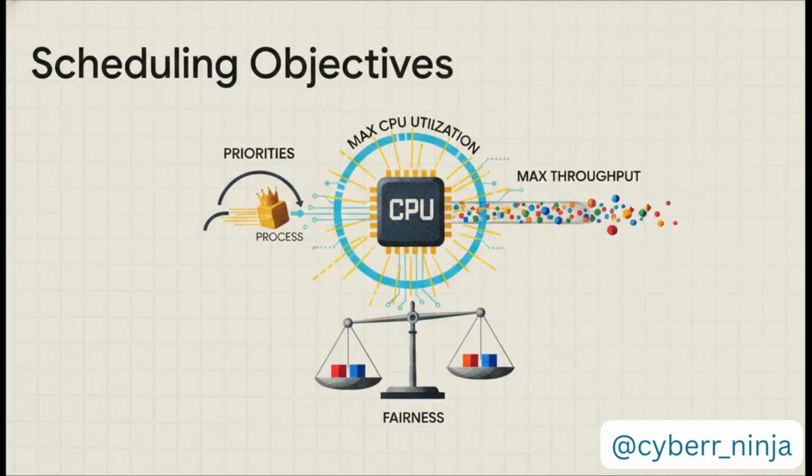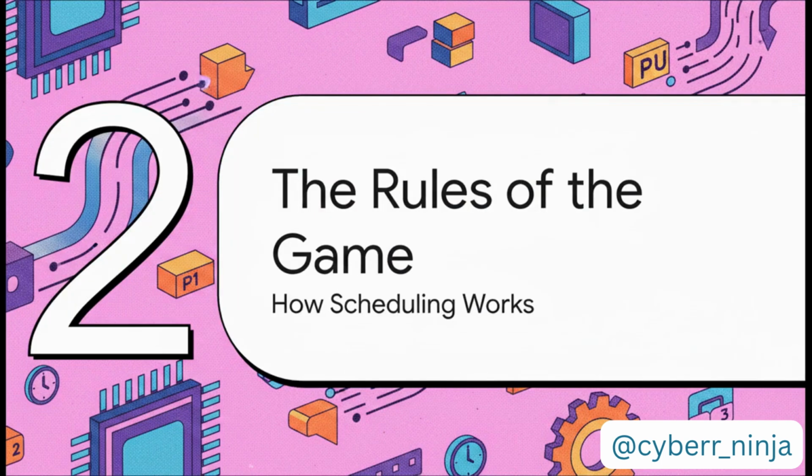On one side, you want to maximize CPU utilization. You want that processor working hard, never just sitting idle. And you want to maximize throughput, which is just a fancy way of saying get as many jobs done as possible. But then, on the other side, you absolutely need fairness. You can't let one huge program just hog everything and grind your whole system to a halt. And finally, you've got to respect priorities, so the super important stuff always gets to jump to the front of the line.